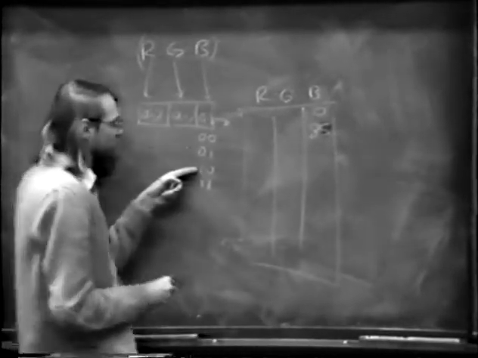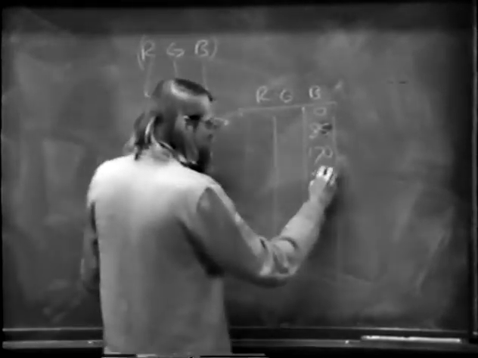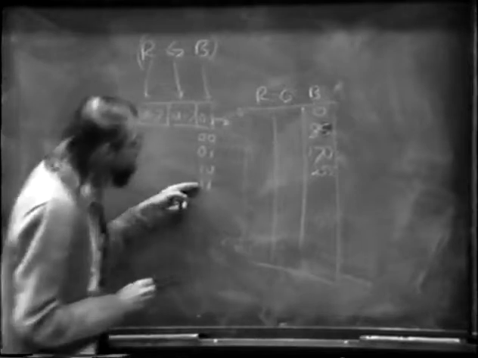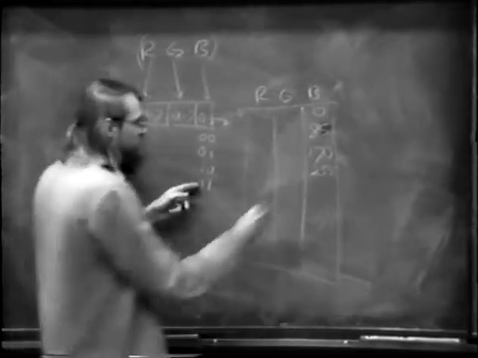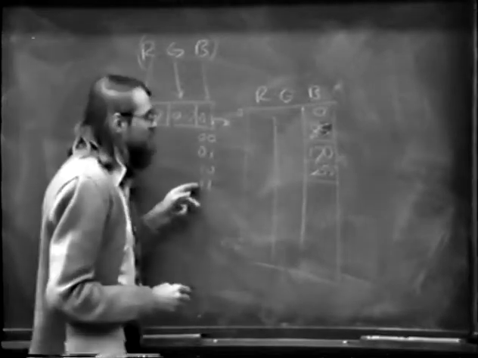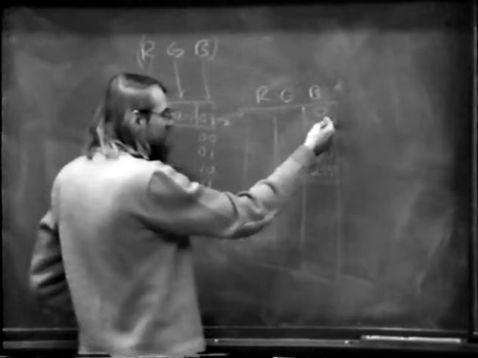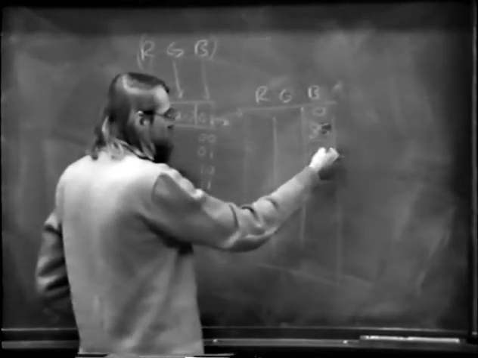This should be 2/3, which is 170. And this should be 3/3, which is 255. It's not exactly 255, but that's close enough. Okay. But you've got your gamma correction, right? So that destroys it all. Anyway, so 0 comes out like this, 1, 2, and 3.